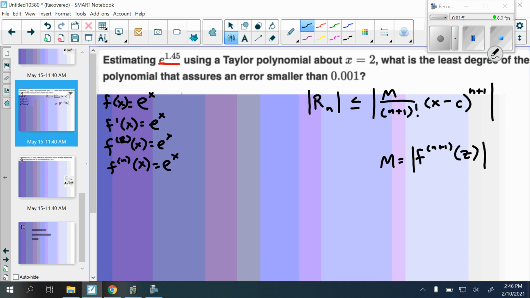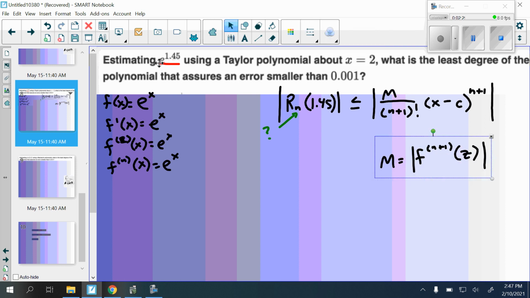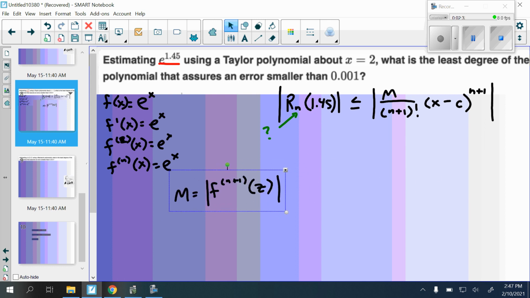So what we're looking for is that R value here, and we know what we're looking to find it at. We're trying to find R to some degree here at the number 1.45. What's different in this one is the number of terms. So we're going to have to fill in what we know about this other stuff first. Let's start with this M value because I think we can find that.